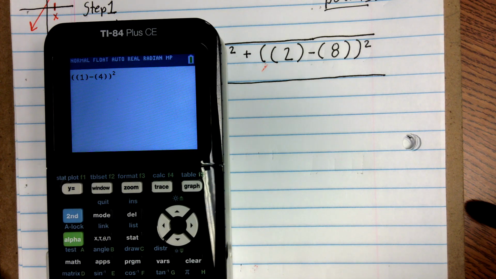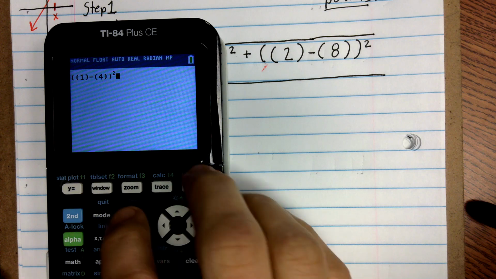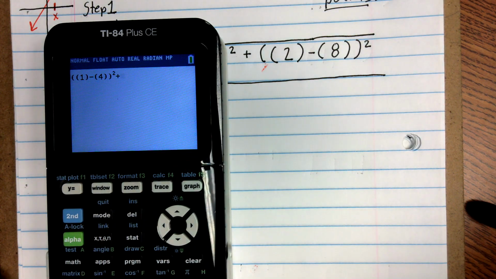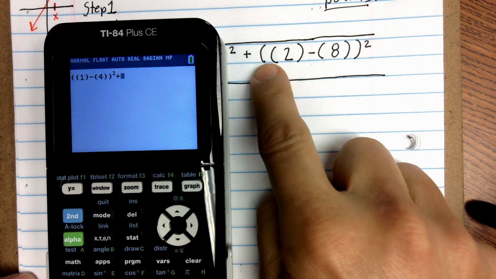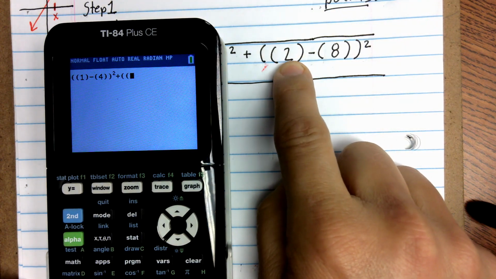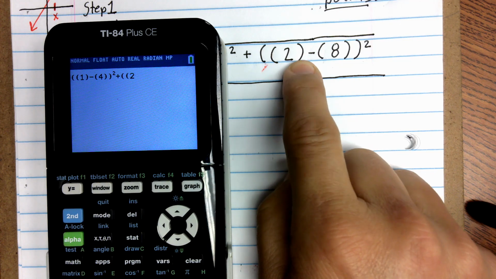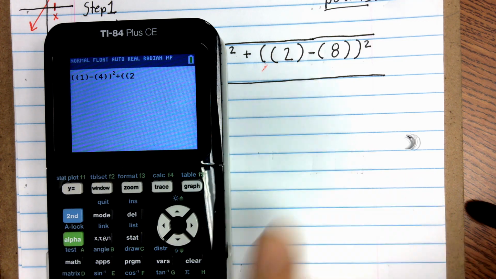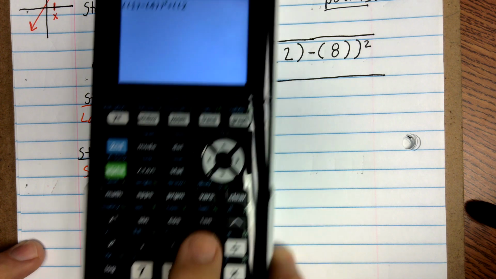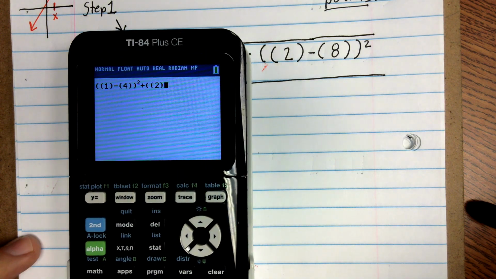Now I'll hit minus again. Let me rephrase that. We have a plus, not minus. I apologize, it's going to be plus. And then we're going to put our next two parentheses, and then the 2, and another parenthesis. By the way, if you're not sure where the parentheses are, they're right here above the 8 and 9. So put it in there.